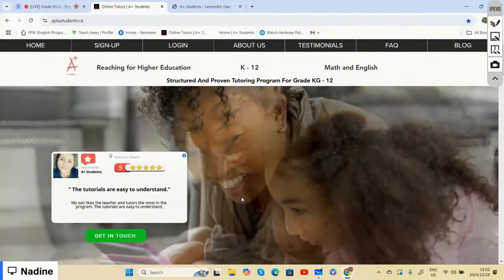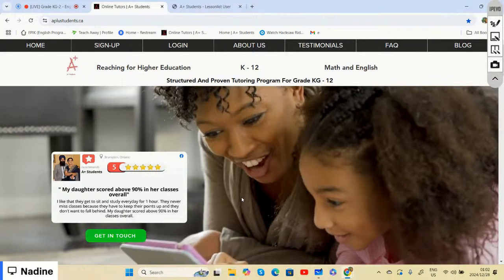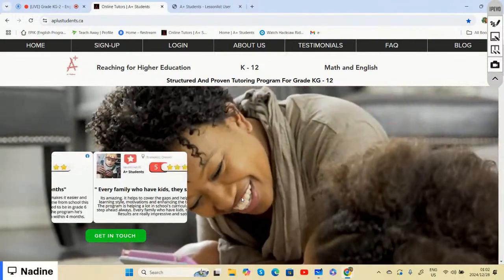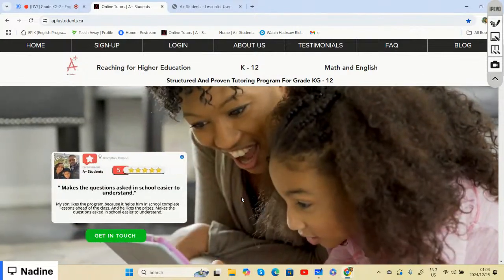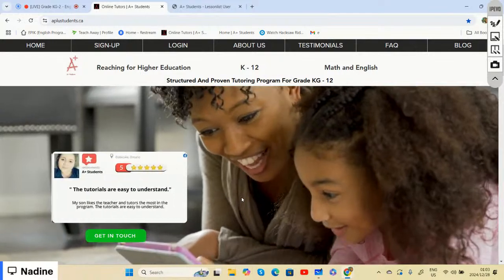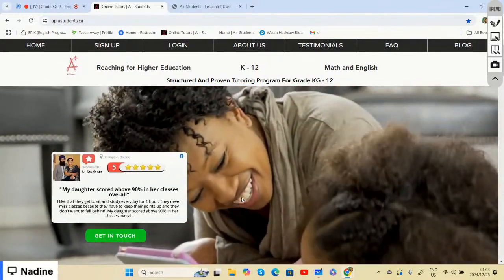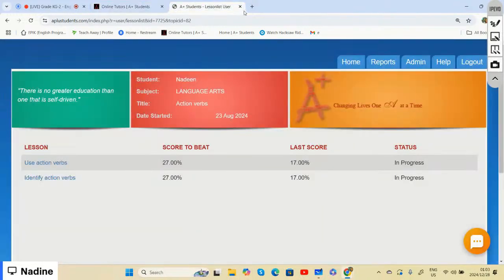Once we've logged on to aplusstudents.ca with our username as well as our password, we're going to select the subject of English language arts. We're doing grade kindergarten to 2, and then we're going to scroll down until we get to our chapter of action verbs.